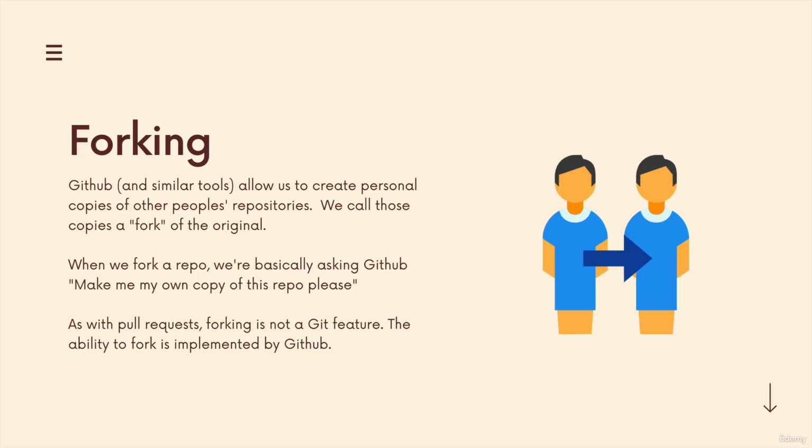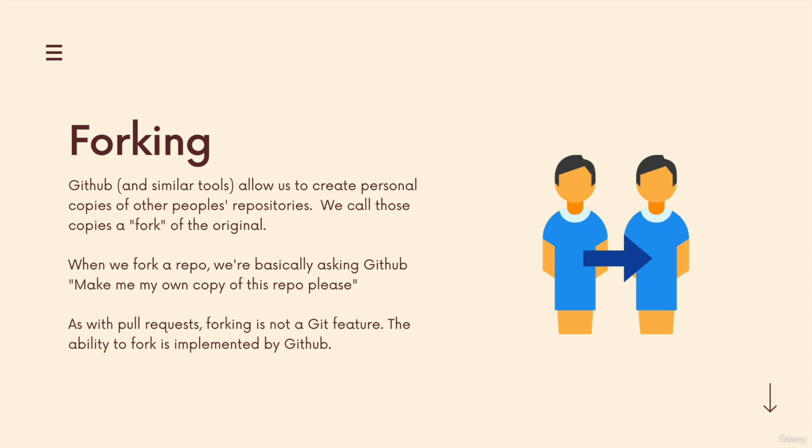So the first concept to understand is forking. Forking is a feature that is not part of Git itself, just like a PR is not part of Git. It is a feature of GitHub and other similar hosting services for Git repos. When we fork a repository, it creates a personal copy of somebody else's repository on our GitHub account. So we would call the new copy a fork of the original repository.